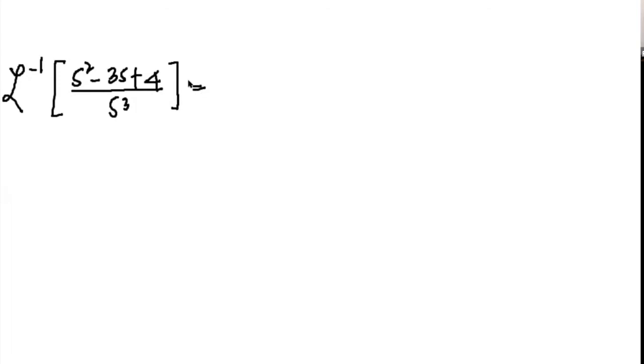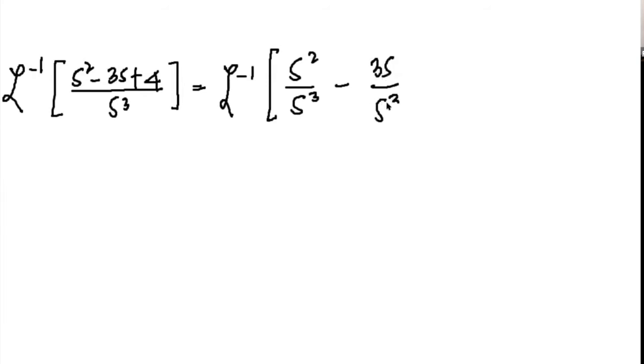In the inverse Laplace operation, we still follow the same linearity property, so we can take the inverse of each term. Firstly, we divide each term of the numerator by s cubed. So here we have s squared over s cubed minus 3s over s cubed plus 4 over s cubed. As you can see, we can cancel s squared here, so we have 1 over s. You can cancel s, that will be 3 over s squared. And for the last term, we just copy 4 over s cubed.